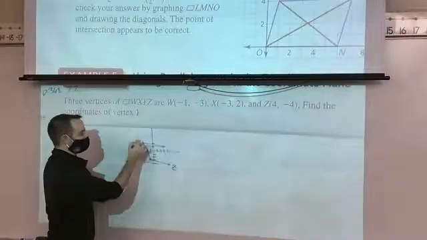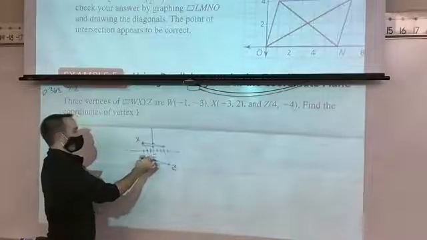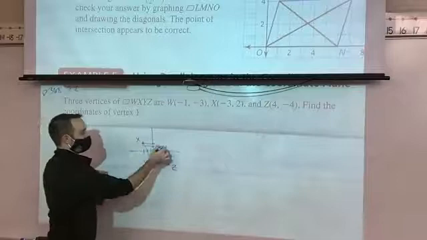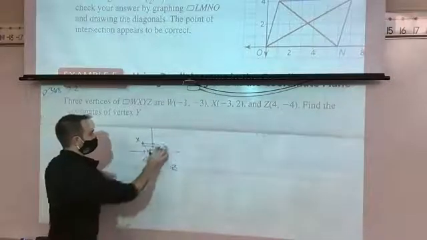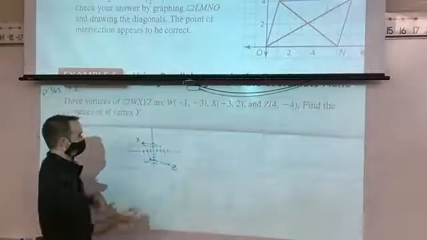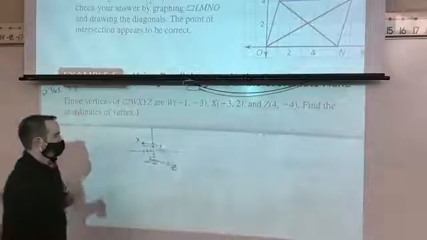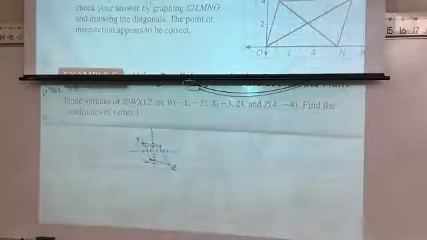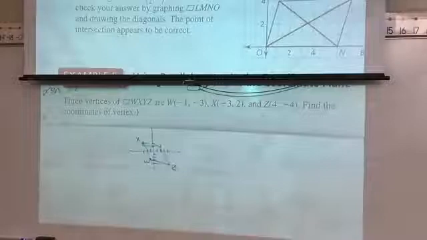Or you can look at W to X. All right, this is going up 5 backwards 2. This is going up 5 backwards 2. I think it ends up being here. I think it's 2, 1, right? 2, 1. Okay.